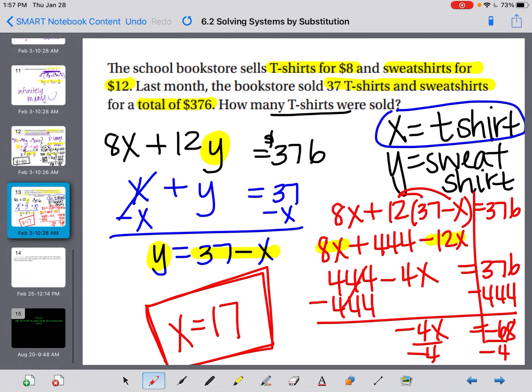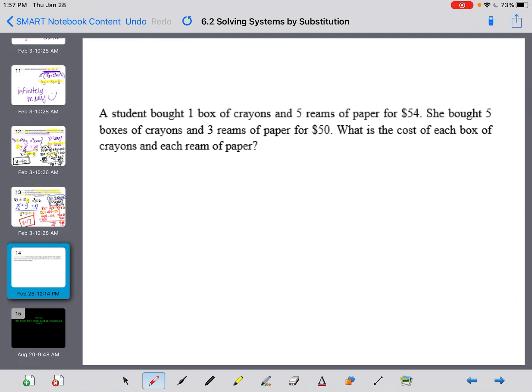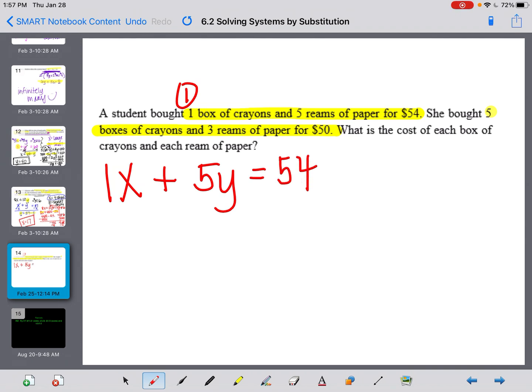All right, last example for this lesson. A student bought 1 box of crayons and 5 reams of paper for $54. She bought 5 boxes of crayons and 3 reams of paper for $50. What is the cost of each box of crayons and each ream of paper? Okay, so each one of these situations, the first pack of things she bought and the second pack, gives you an equation. Okay, this first one is 1 box of crayons and 5 reams of paper for $54. In this situation, X is crayons, Y is paper.